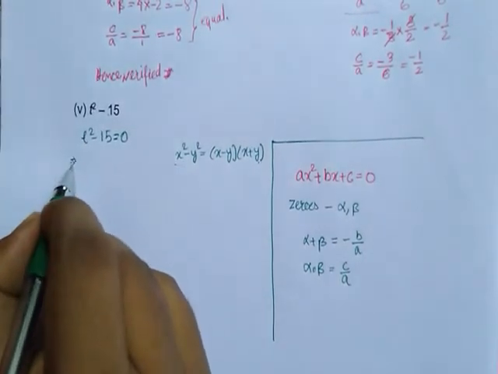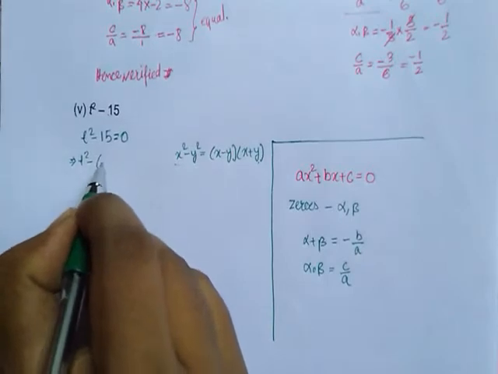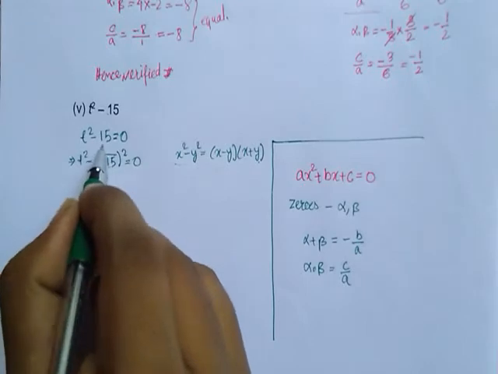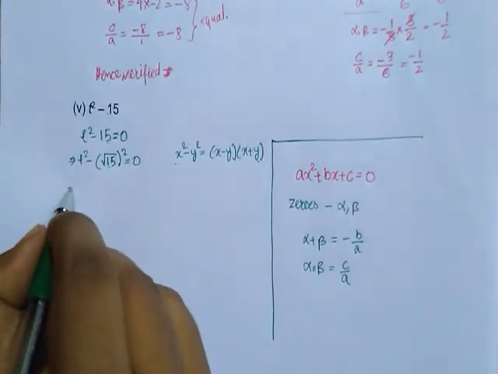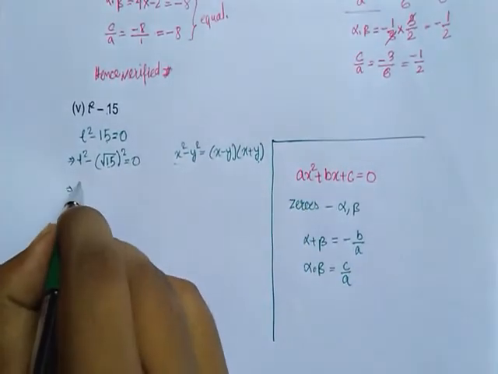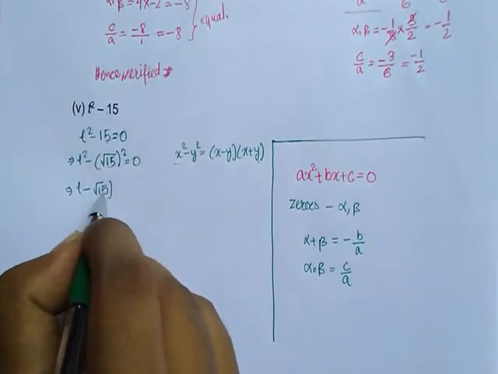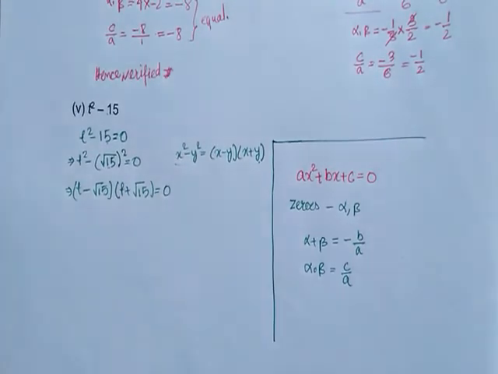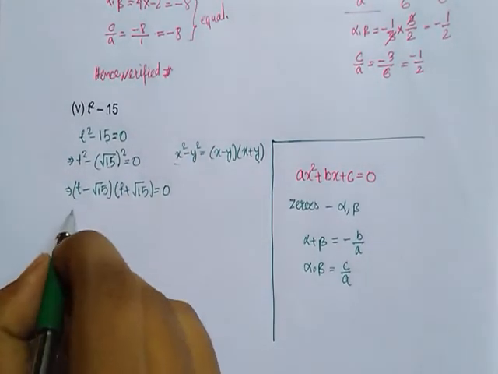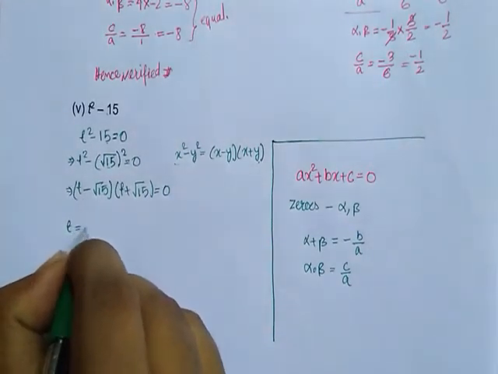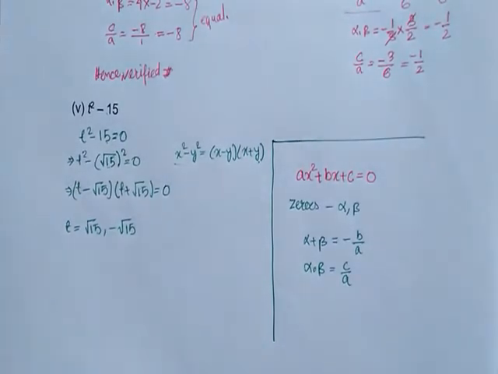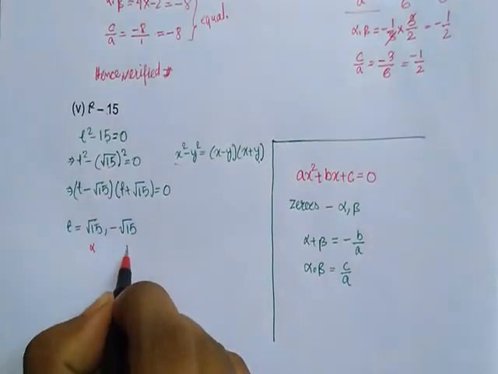Here we can write this as t square minus under root 15 square equal to 0. Under root 15 square is 15. Now from this identity we can write t minus root 15 into t plus root 15 is equal to 0. Now by solving we get t is equal to root 15 and minus root 15. These are the two zeros, alpha and beta.